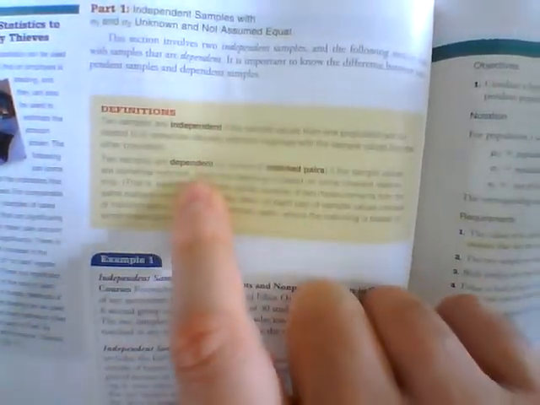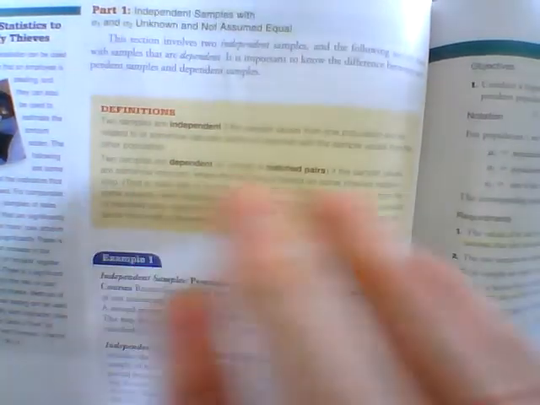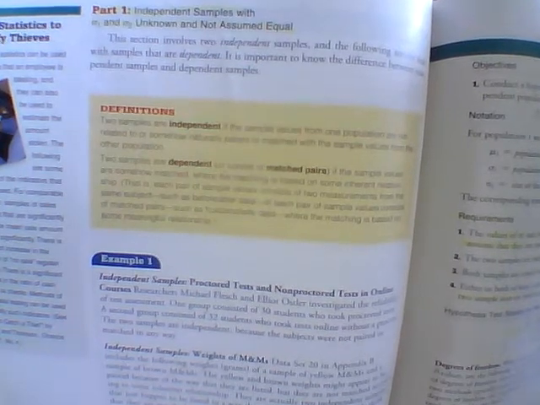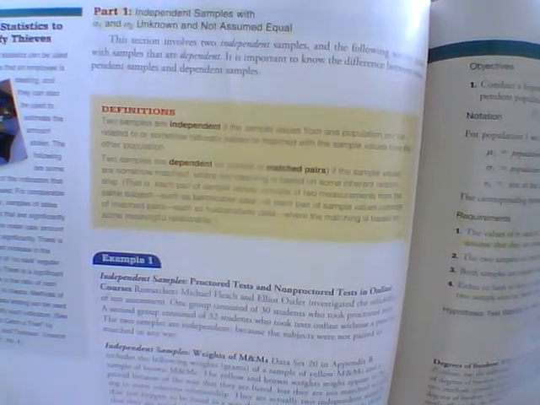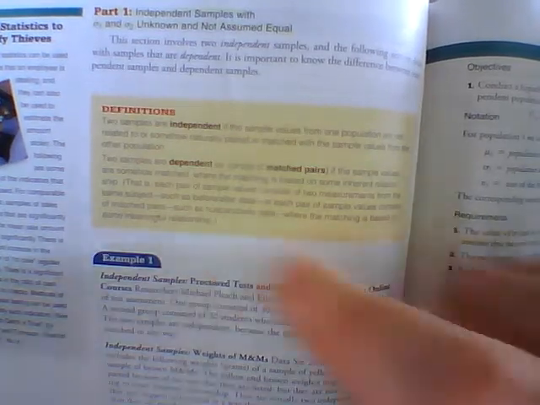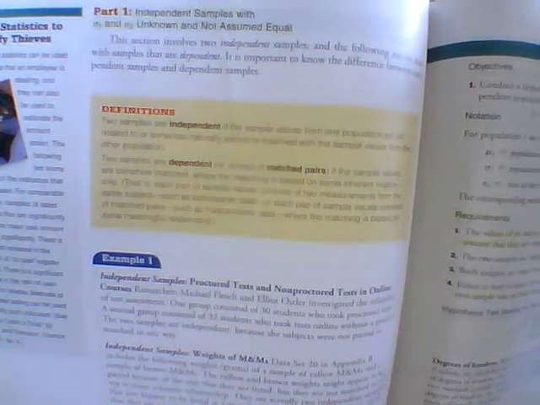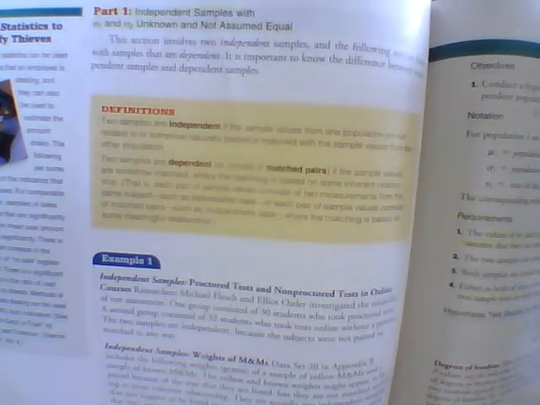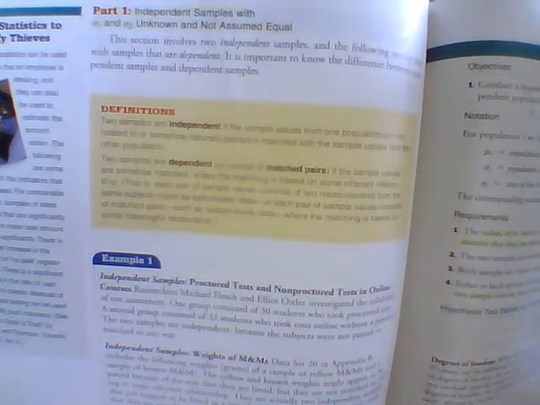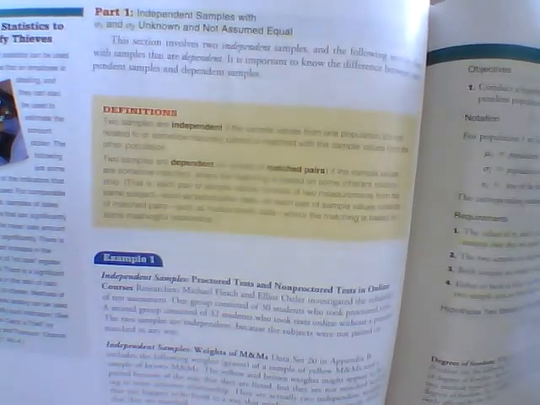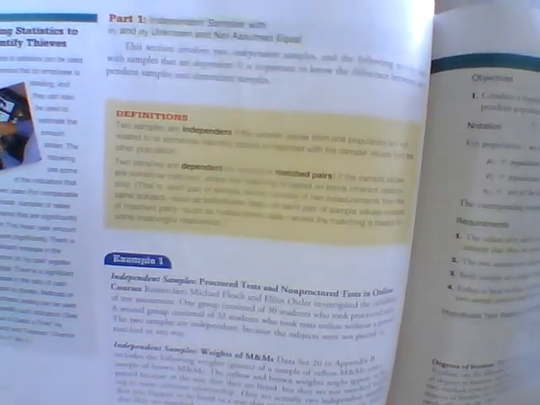Dependent could be comparing one twin to another twin on mental capacity, because twins are the closest thing we could have to being yourself, only in another person. We could also look at before and after values in a drug study, where they have to be matched up somehow. That's where it starts talking about the independence of what's going on.